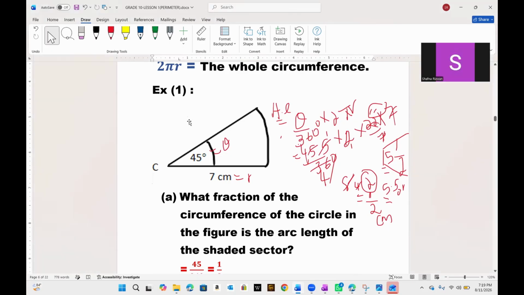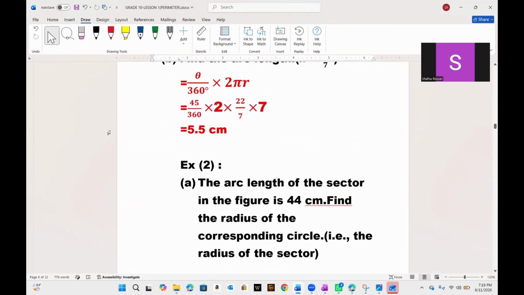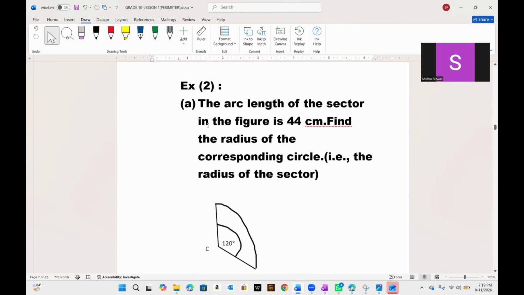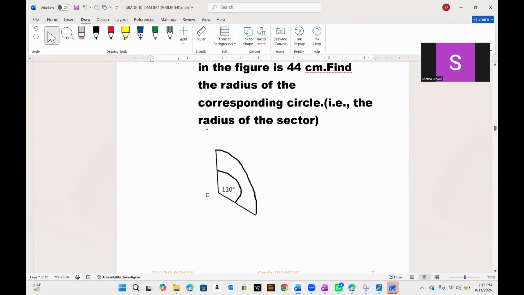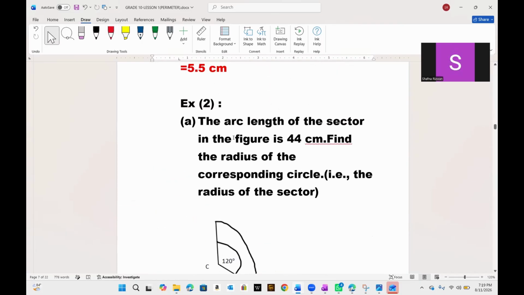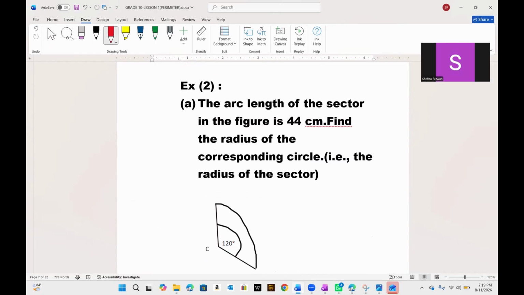Okay, now see here. Now let's go to the second example. In the second example, they are asking you to find the radius. The arc length of the sector of this figure is 44 centimeter. They have already given it, mark it. They have given you the arc length of the sector of the circle. It is 44 centimeter.